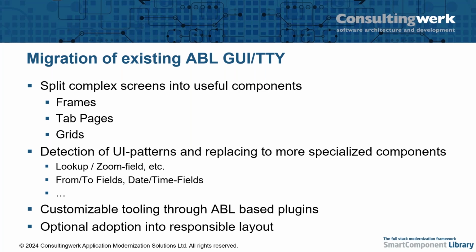I'm going to show that on the example of a very common pattern used in GUI applications, the lookup, or others call it the zoom field, which is typically a text field or a numeric field for a key value that has a leave or value change trigger. Then you have a button typically very close to it, and probably a description field right off the button. In more modern UI frameworks, a lookup is typically one complex, specialized component. So during this migration of the UI layout, we can detect that.